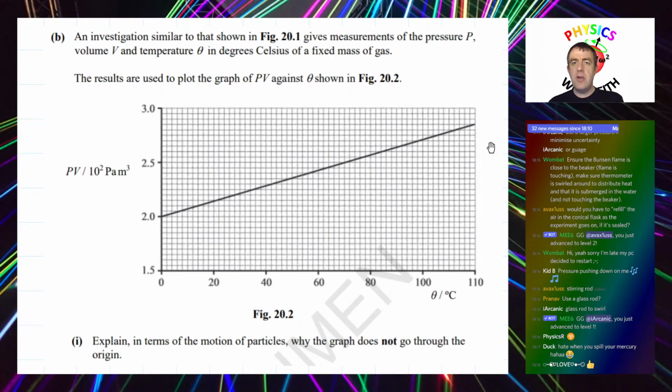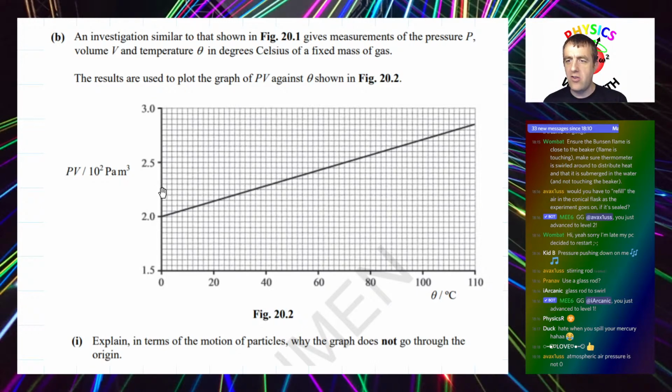An investigation similar to that shown gives measurements of the pressure and the volume and the temperature. So we've got now plotted pressure multiplied by volume. That looks suspiciously familiar. I think one of you stated an equation earlier on with that in it. Atmospheric pressure is not zero. That is absolutely true. And then temperature on the x-axis measured in degrees Celsius. And I suspect, Avax, you've spotted that already.